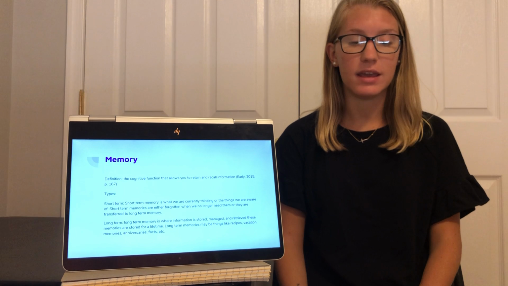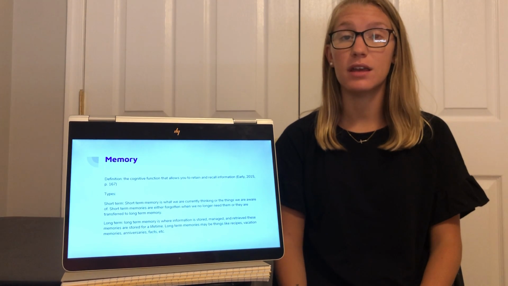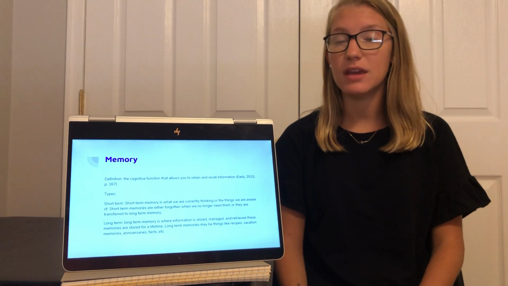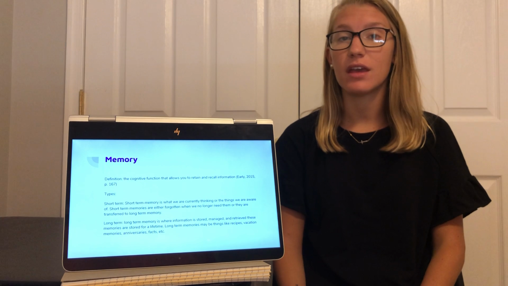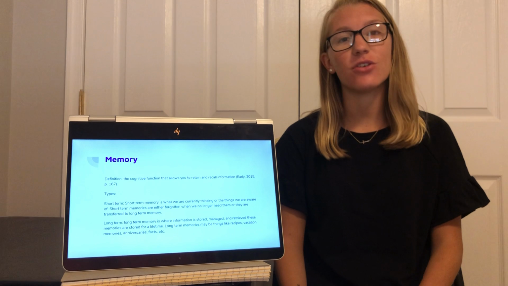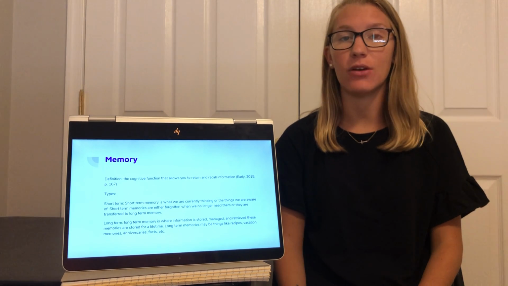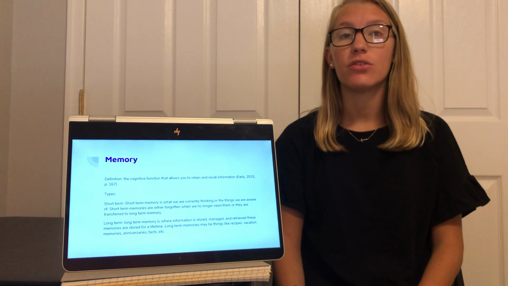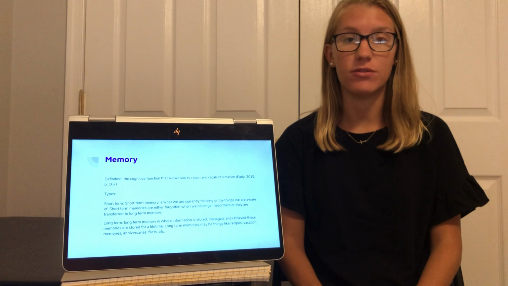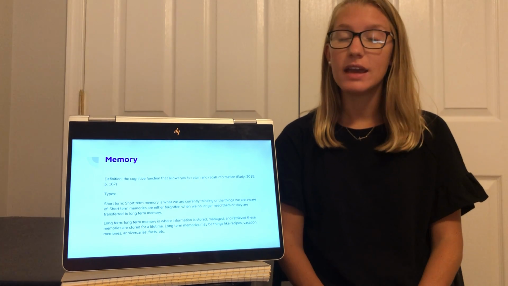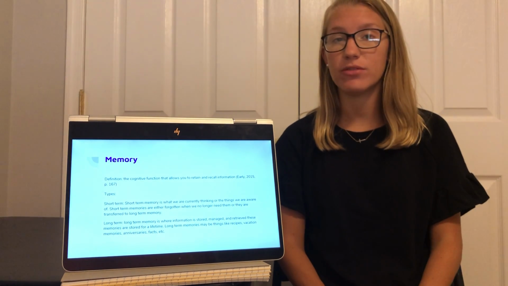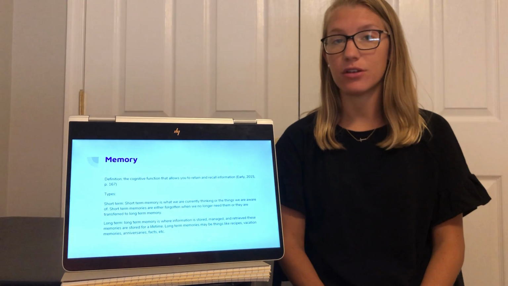So long-term memory is where information is stored, managed, and retrieved. These could be things like recipes, vacation memories, hopefully anniversaries, random facts you might have. These are all just things that your brain or you have deemed important, so it's being stored in your brain, and long-term memories are there for a lifetime normally. Individuals with a memory impairment will experience loss in short-term memory first before they lose long-term memory.